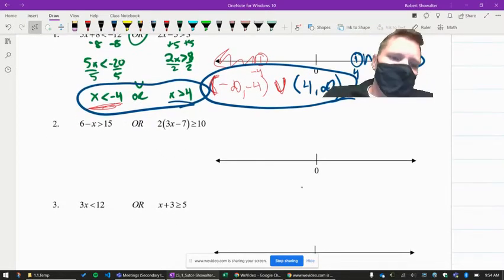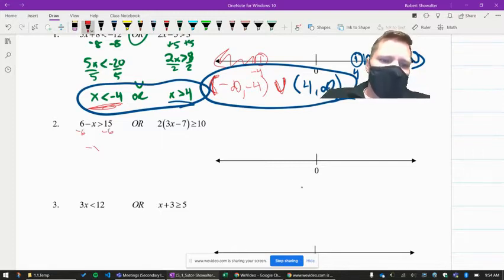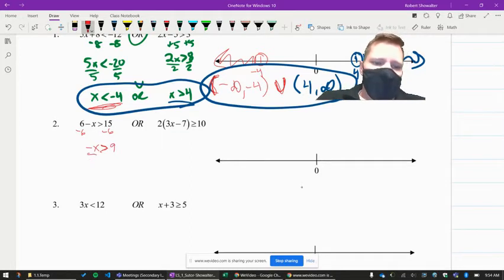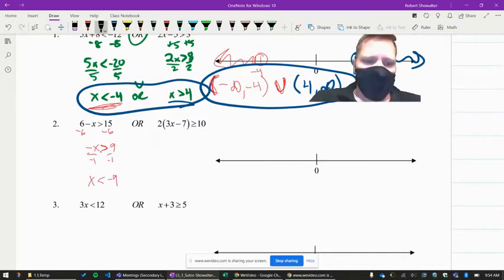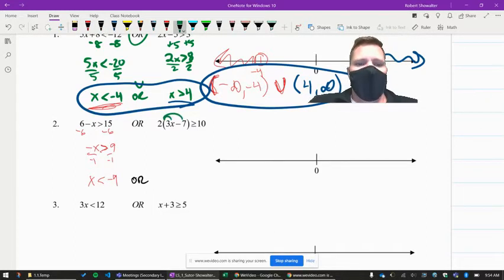Let's keep going. I'm going to use colors a little bit better. So we're going to subtract 6, so we get negative x greater than 9. Divide by -1, divide by -1, and we flip it. Drop the or down to the next side. 6x minus 14 is greater than or equal to 10.